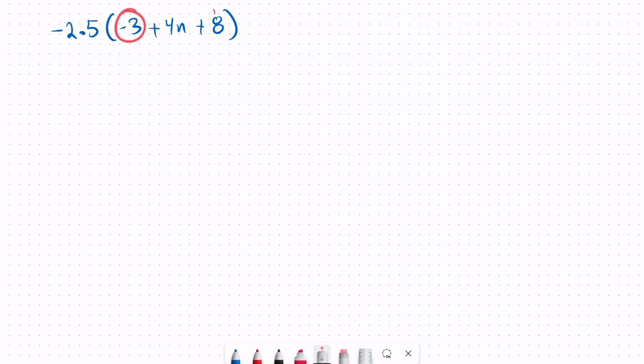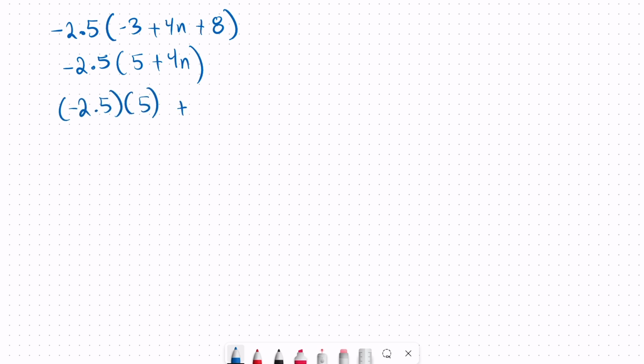I can see here that there are like terms. The first thing I can do is add what's inside the parentheses that is like terms, or subtract. So I have negative 3 plus 8. That's going to give me 5. So I'm going to have negative 2.5 parentheses 5 plus 4n inside the parentheses. And now I can distribute the negative 2.5 to each of the terms inside of the parentheses. So we're going to have negative 2.5 times 5 plus negative 2.5 times 4n.